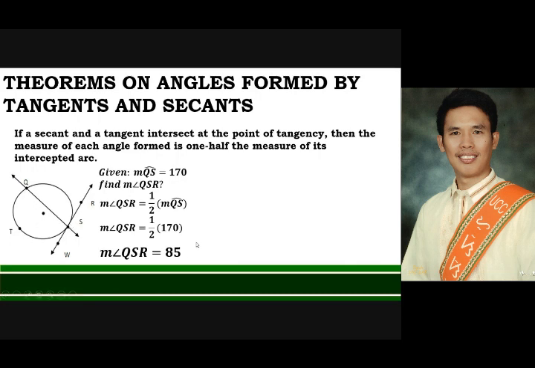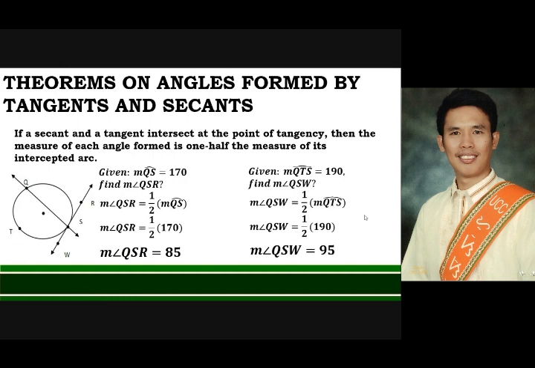Another. So, kunyari, si arc QTS daw ay 190. Kung 190 siya, what will be the degree measure of QSW? Ito po, yung kabila. QSW. So, mangyayari, we have 1/2 of QTS na ang measure ng ating arc QTS ay 190 multiplied by 1/2. The measure of angle QSW is 95.